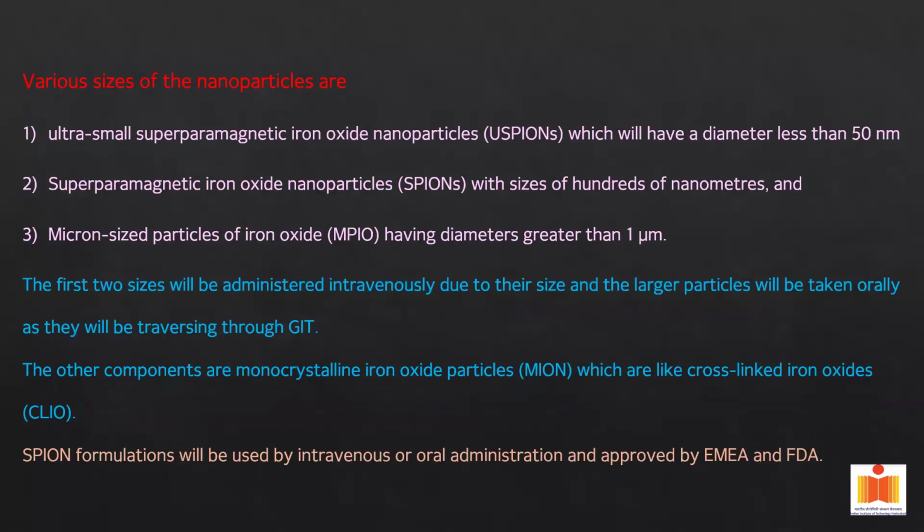So again, the various sizes. Just remember this, why I'm showing you: there are three sizes. Less than 50 nanometers is ultra small SPION. Then you have SPION, at the size of hundreds of nanometers, and MPIO, which is at the micron level, not the nano level. So USPION, SPION, MPIO: these are three different sizes of nanoparticles being used. Next, please.